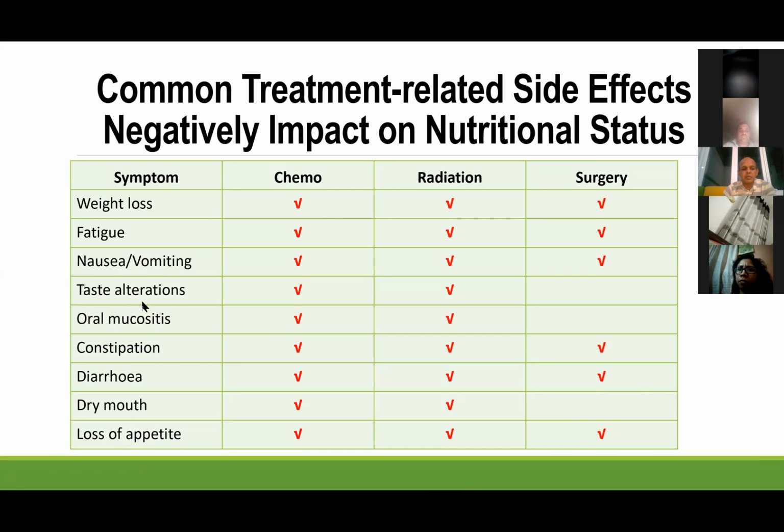And taste alteration, oral mucositis, constipation, diarrhea, dry mouth, loss of appetite. These are very common things which happen during chemotherapy, radiation, and in some cases with surgery. They really have a negative impact on the nutritional status.